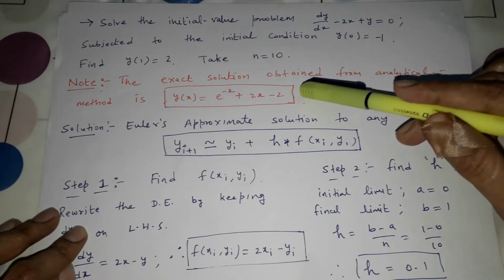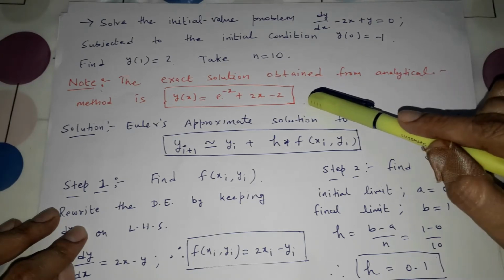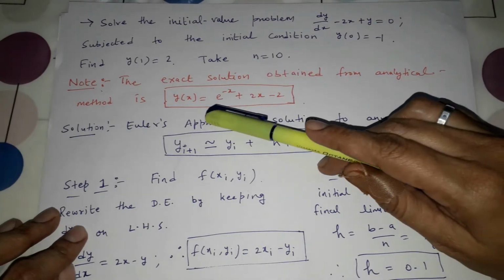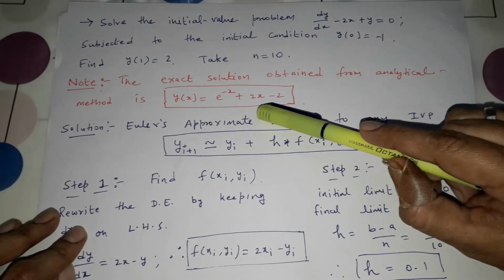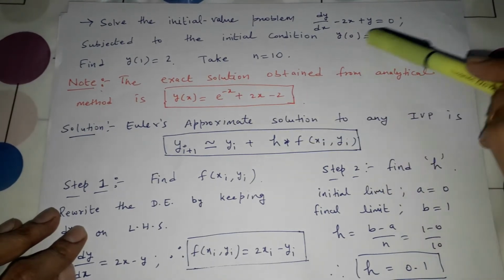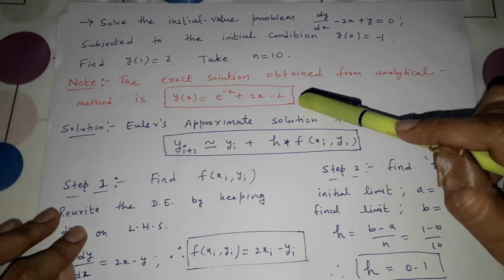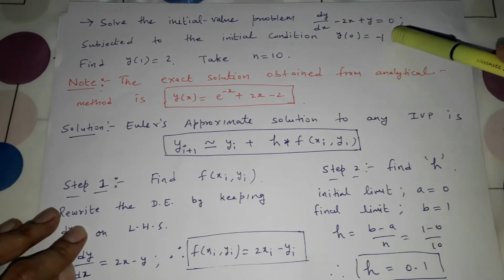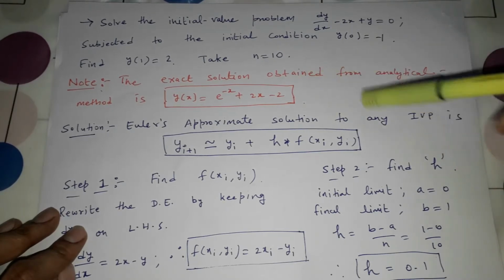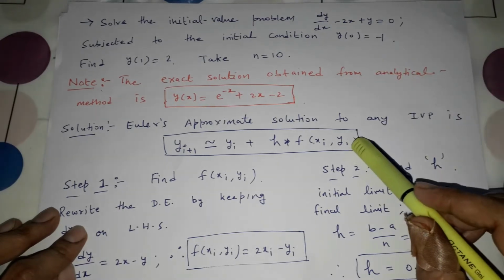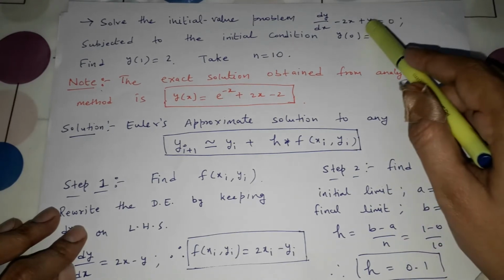For your reference, I have given the exact solution obtained from analytical method, that is y at any x is equal to e to the power of minus x plus 2x minus 2. When you solve this differential equation using analytical method, this is the solution. But to solve this equation by analytical method, you need to remember so many formulae. But using Euler's approximate formula, only this simple formula, you can solve any initial value problem.